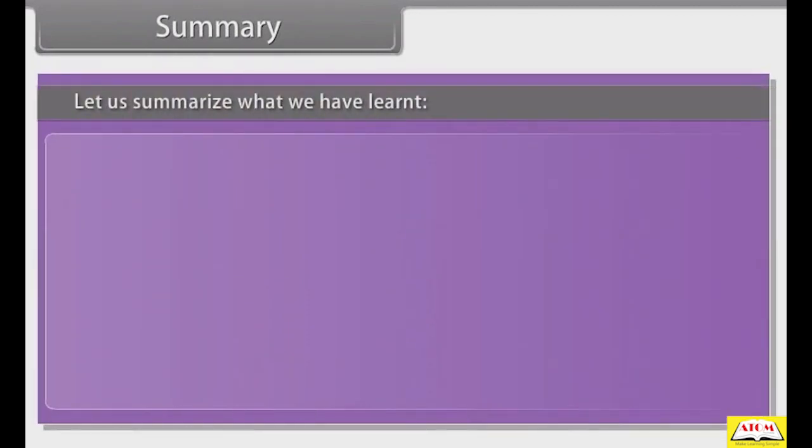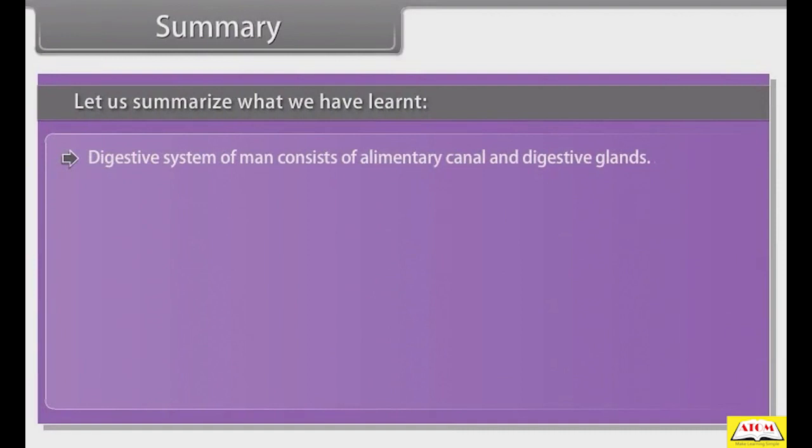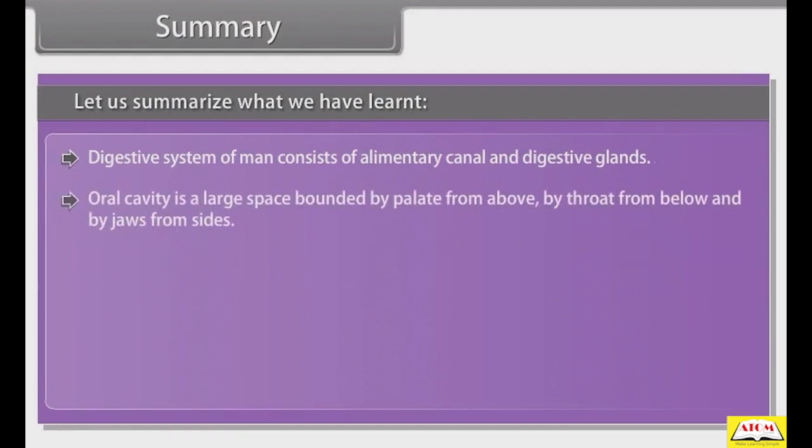Summary. Let us summarize what we have learned. The digestive system of man consists of the alimentary canal and digestive glands. The oral cavity is the large space bounded by the palate from above, by the throat from below, and by jaws from the sides. There are 32 teeth in the permanent set.